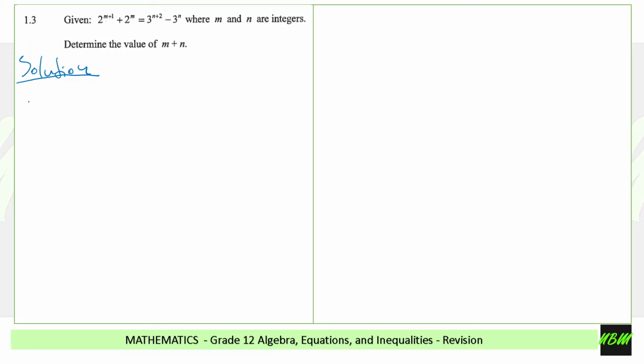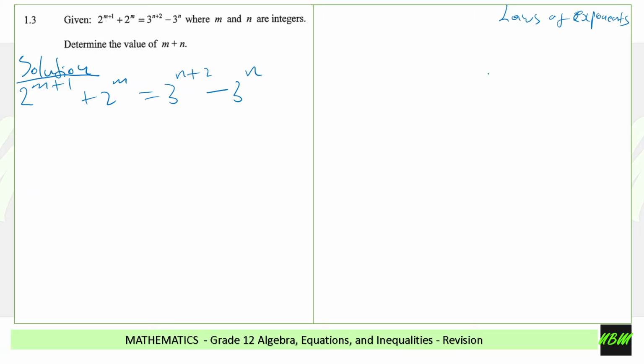Alright, what do we have? We have 2 to power m plus 1 plus 2 to power m is equals to 3 to power n plus 2 minus 3 to power n. This is our exponential equation. So whenever you are dealing with exponential equations in this form, let us recall our laws of exponents.